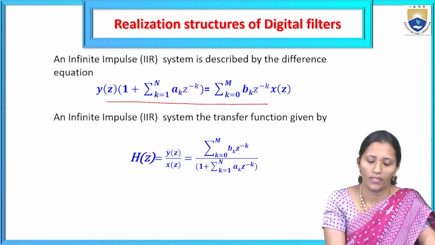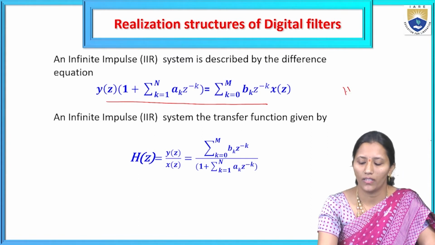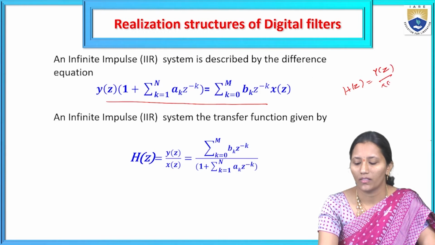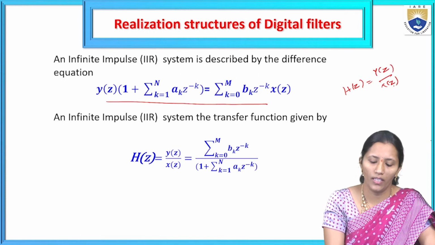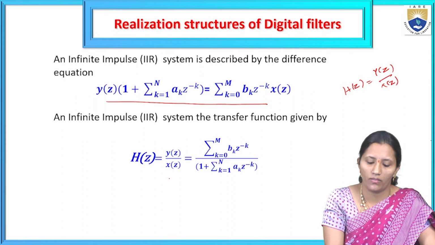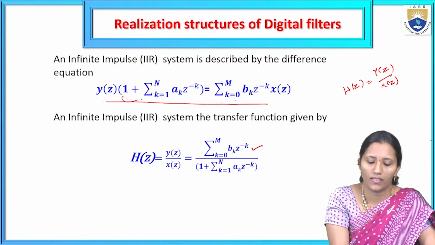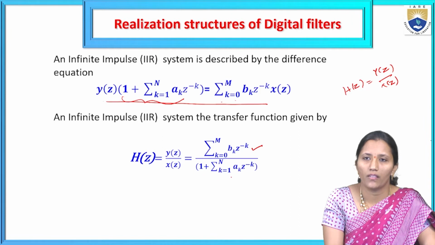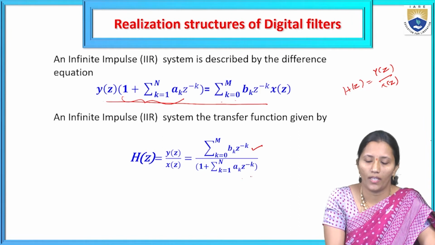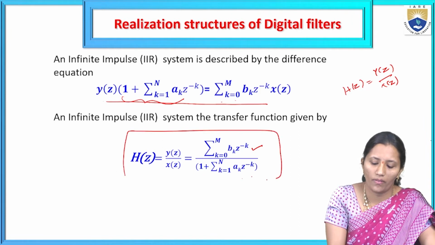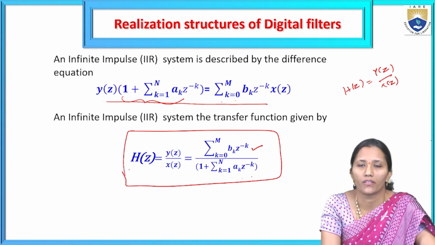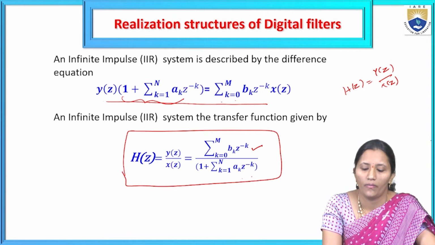So what is the transfer function here? The transfer function H of z is the ratio of the output response to the input response, that is Y of z by X of z. So Y of z by X of z is equal to sigma k equals 0 to M b_k z power minus k, divided by 1 plus sigma k equals 1 to N a_k z power minus k. This is the general transfer function of the IIR filter.